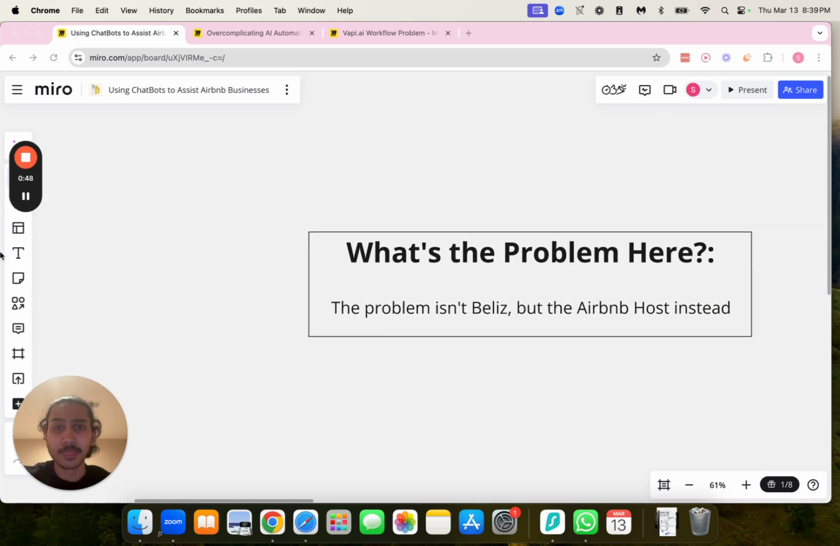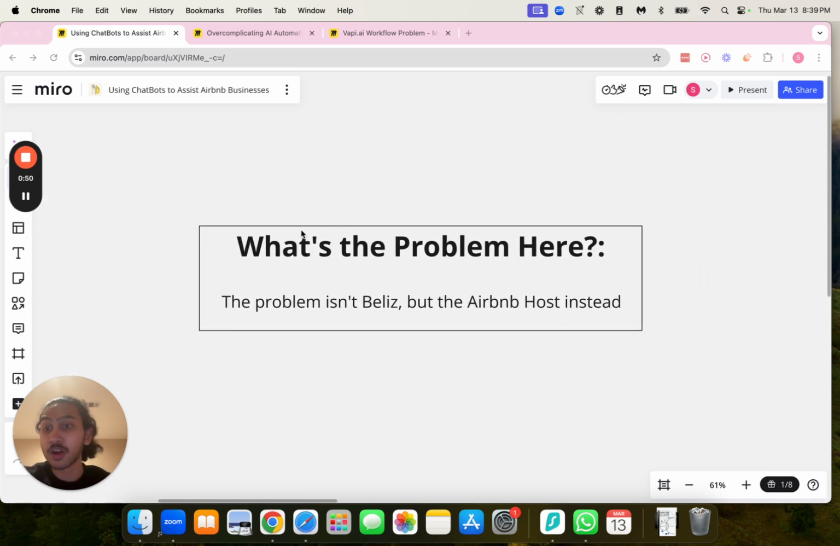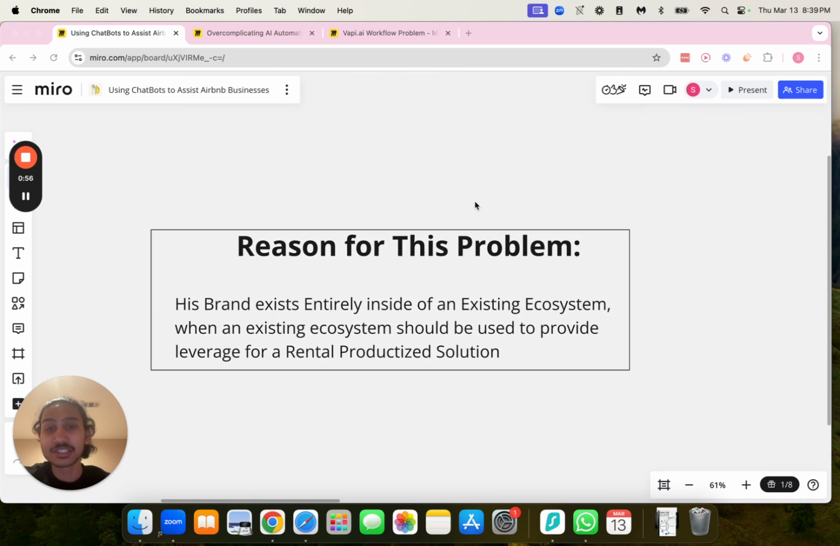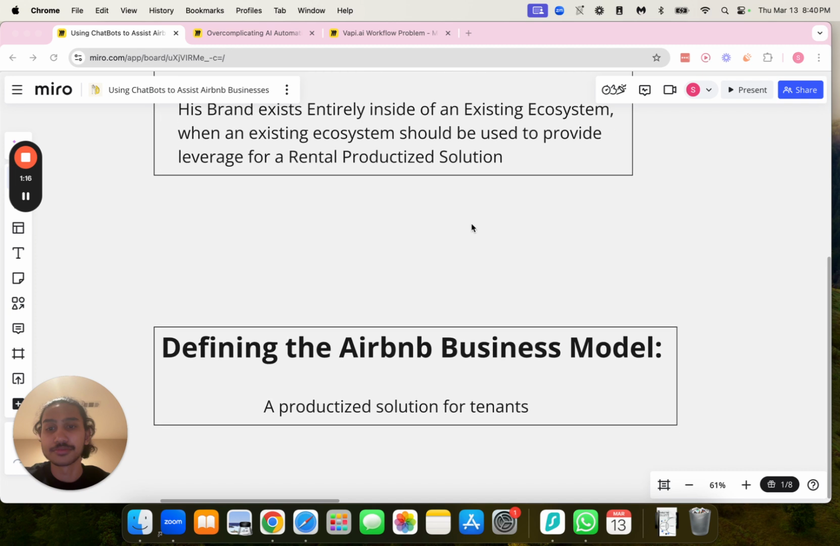Let's break this down. So what's the problem here? So the problem isn't the lady Belize, but is actually the Airbnb host instead. And the reason for this problem is because his brand exists entirely inside of an existing ecosystem, which is the Airbnb ecosystem. When an existing ecosystem should be used to provide leverage for a rental productized solution.